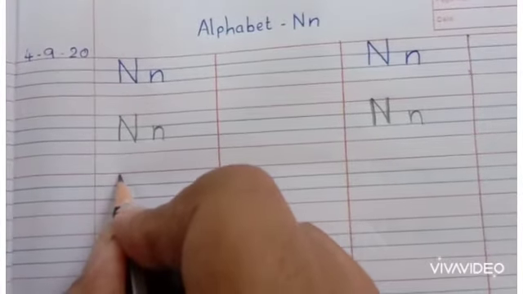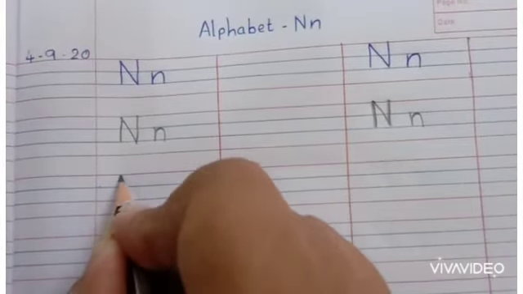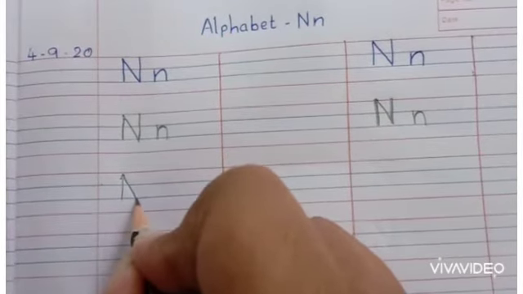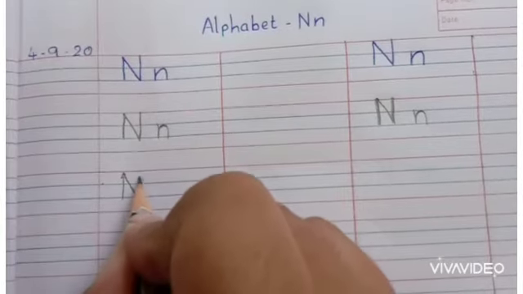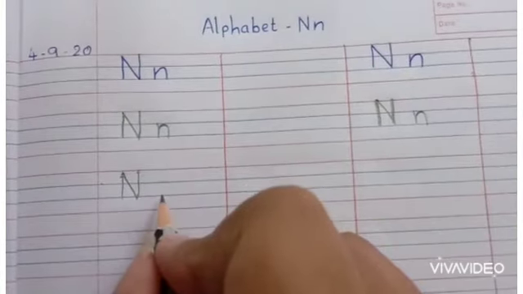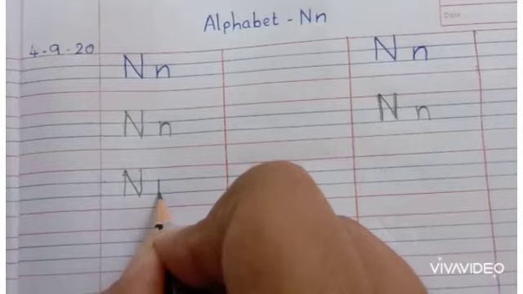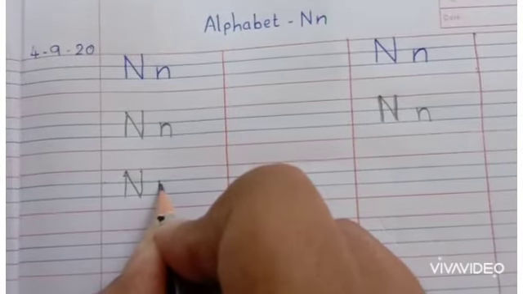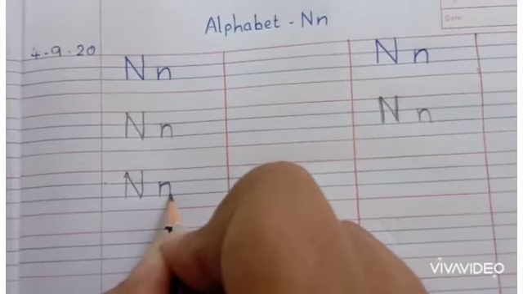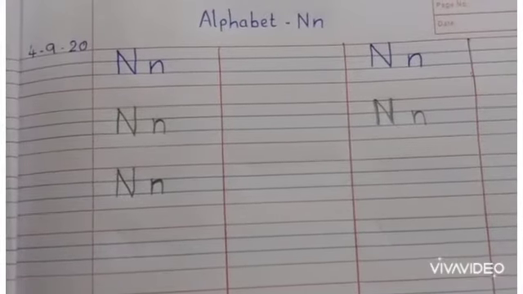From first red line to second blue line, make a standing line. Go up again on it. Now make a slanting line till second blue line. Then go up standing till first red line, capital N. Now make a standing line from first blue line to second blue line. Then again go up on it, make a curve and come down standing and touch the second blue line, small n.